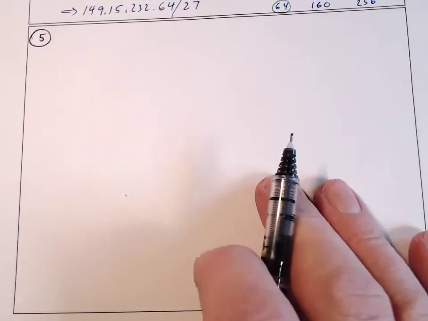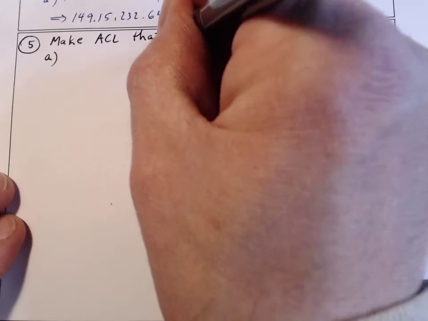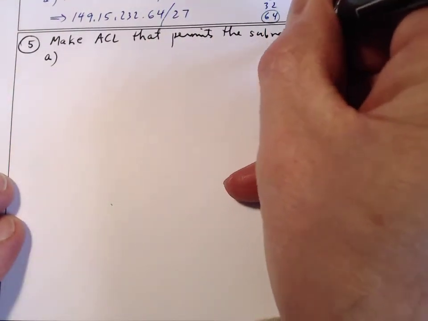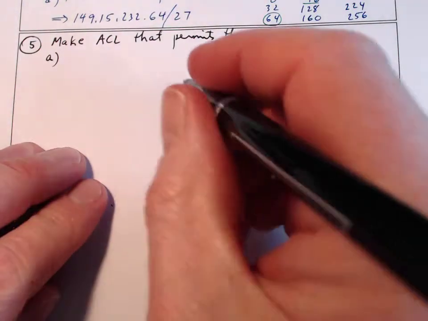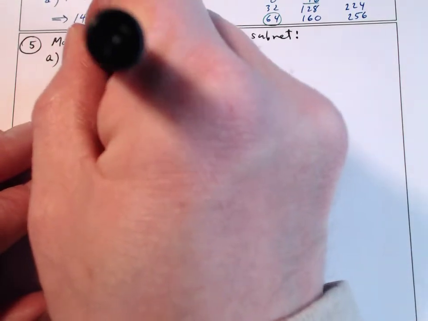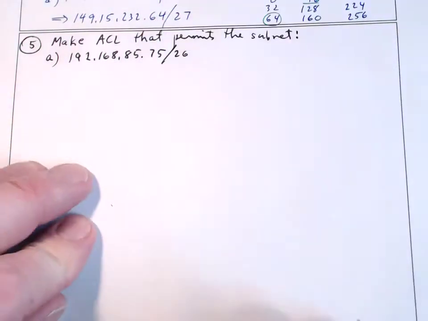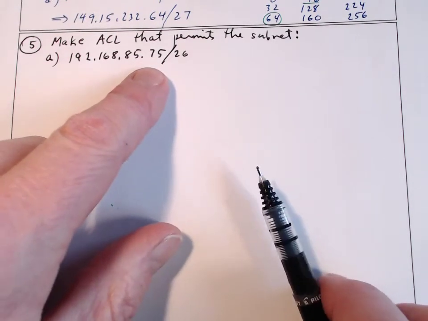And so for part A, let's make an ACL that permits the subnet. For part A, it's 192.168.85.75/26. The first thing to do is to figure out what the subnet ID from this is.